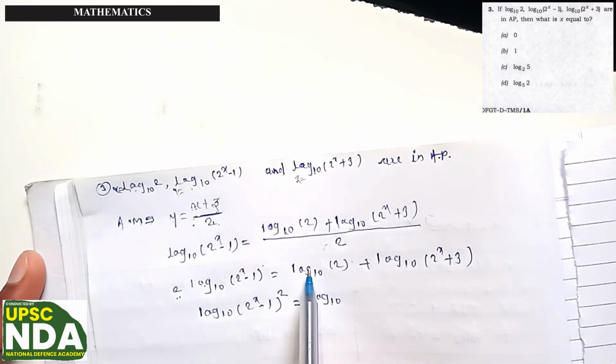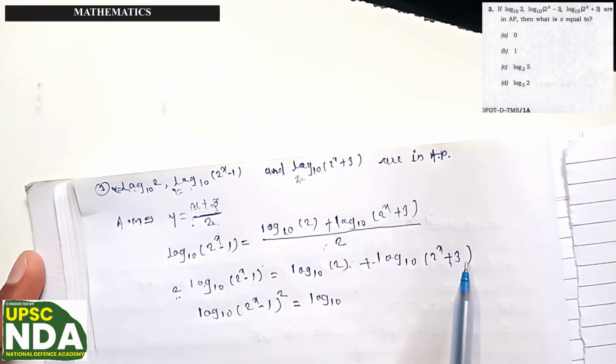Now here we can see log of a plus log of b. So how can we write log of a plus log of b?